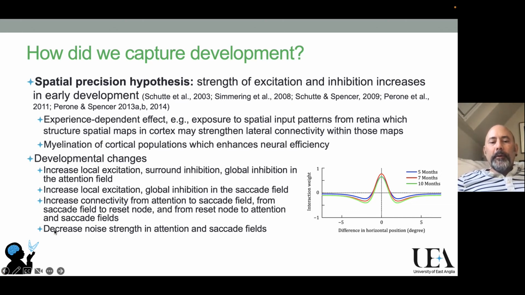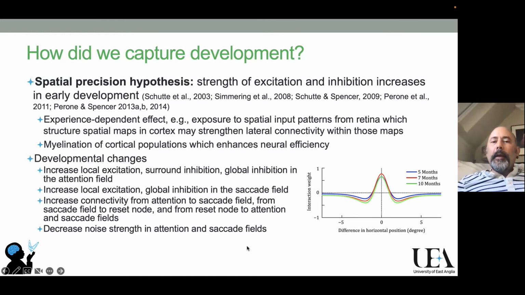And then in addition, we decreased the noise strength in the attention and saccade fields over development. So that's essentially our second developmental hypothesis, that noise is decreasing over development. The right panel here shows just the effect of the increasing strengths of excitation and inhibition on the model for the structure of a foveal peak at 5 months, 7 months, and 10 months. And what you can see is at 7 and 10 months, stronger inhibition to the left and the right of the fovea, and you can see an increase in excitation, particularly at 7 months.